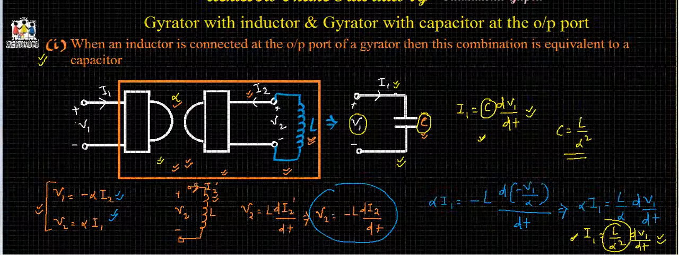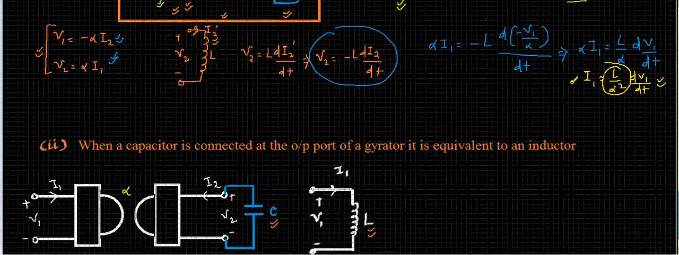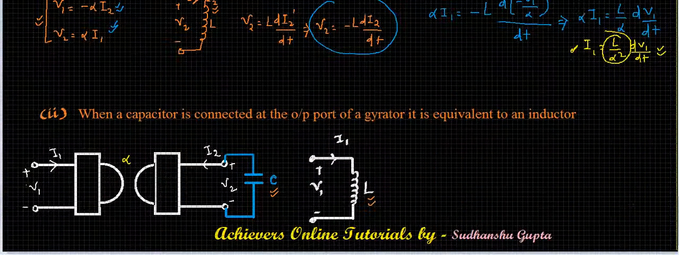So we can say when an inductor is connected at the output port of a gyrator, then this combination is equivalent to a capacitor and the value of capacitance is equal to L upon alpha square, where alpha is a gyration constant. Now come to the second problem, that is when a capacitor is connected at the output port of a gyrator, then it is equivalent to an inductor.